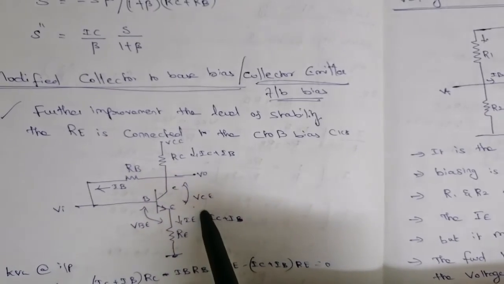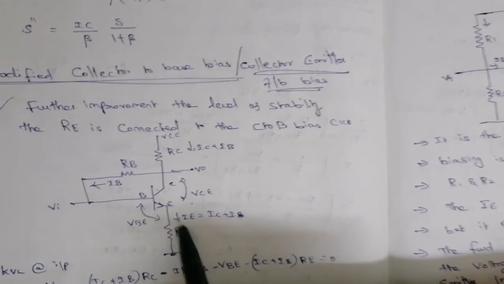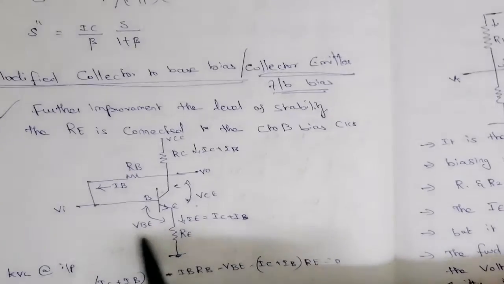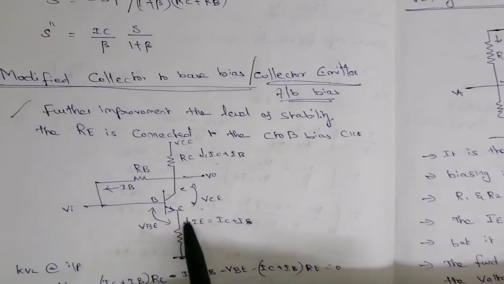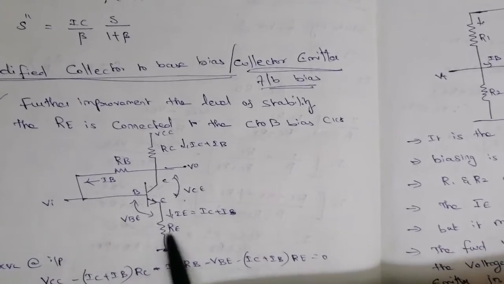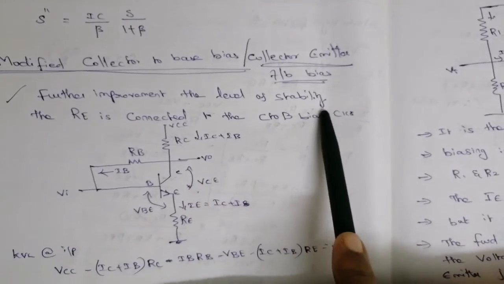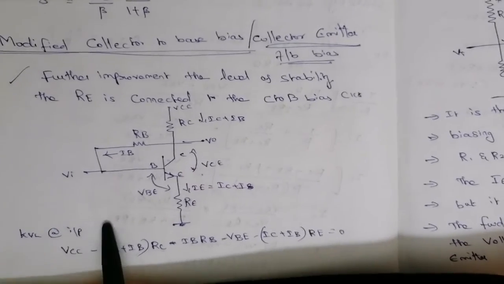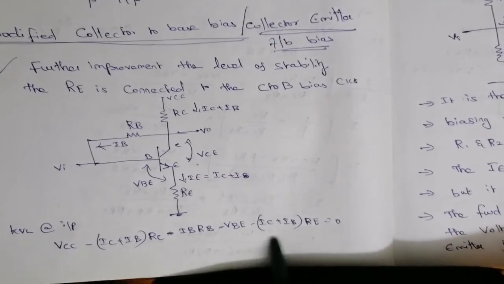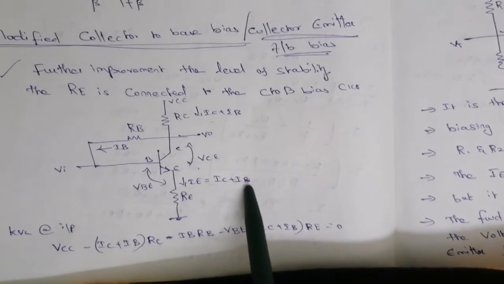For further improvement of stability, we can add this emitter resistance in a collector to base bias circuit. The remaining parts are the same, the operations are the same. The only exception is that we add this emitter resistance for further improvement of the level of stability. So again apply the KVL at the input side. So we get another term, IE into RE. IE is nothing but the sum of IC plus IB.